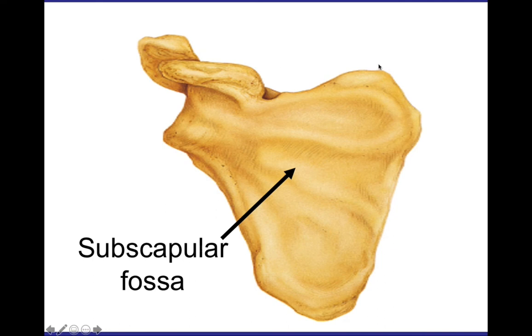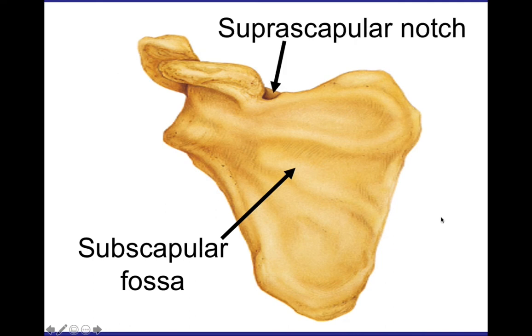But you can see that on the superior portion of this bone, there's quite a few other structures. One of those that can be seen from the anterior side is the suprascapular notch. Now don't overthink this. The suprascapular notch is the notch that is superior to the scapula, or it's on the superior part of the scapula.